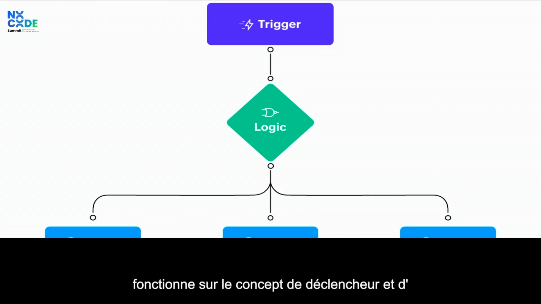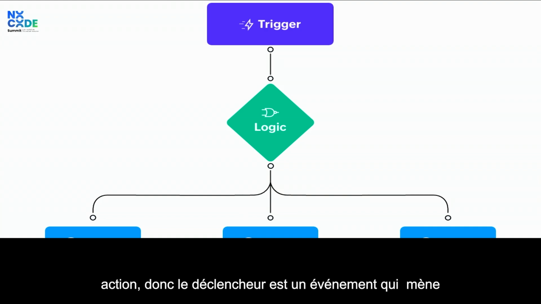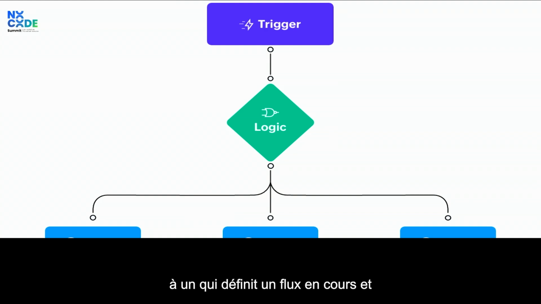So Zoho Flow works on the concept of trigger and action. So trigger is an event that sets a flow in progress. And actions are the workflows that are executed as a consequence of the trigger. And the logical components decide which path or which route the workflow takes.